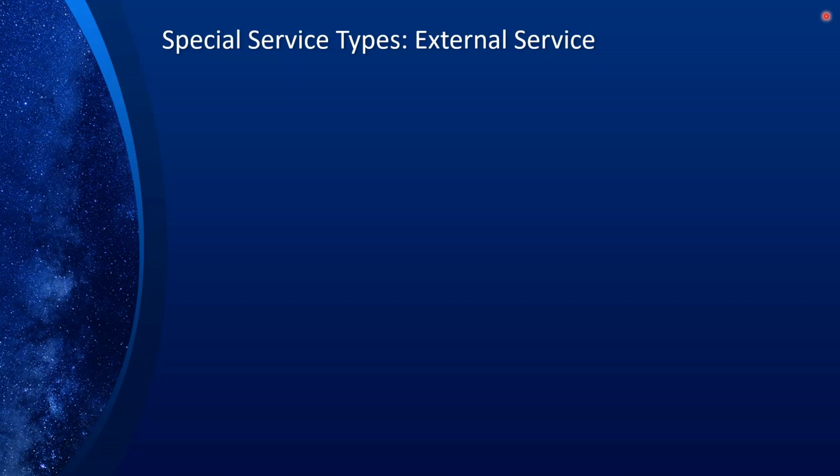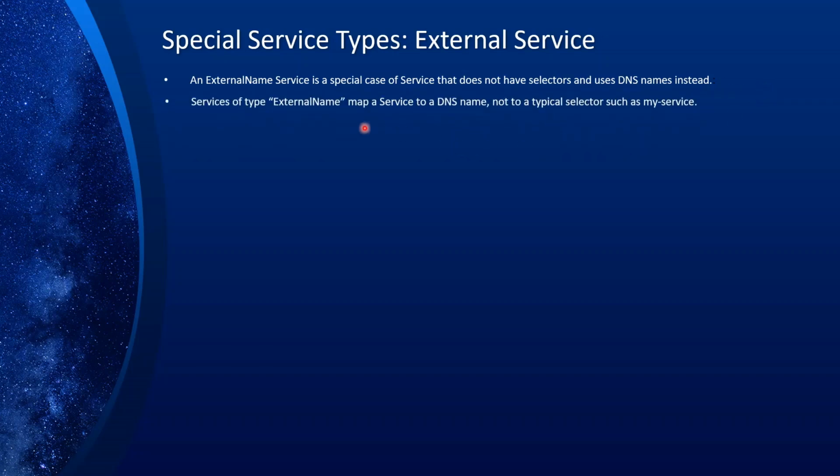Another type of service is called external service. An external service is a special case of service that does not have selector and uses a DNS name instead. Service type ExternalName maps a service to a DNS name, not a typical selector such as my service. This is how we define that.